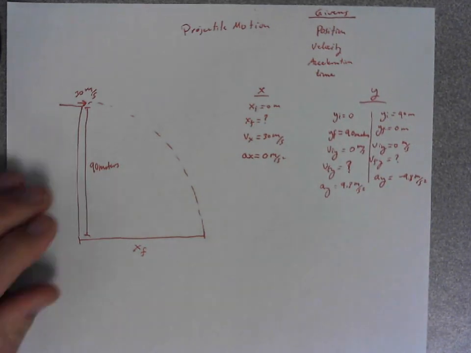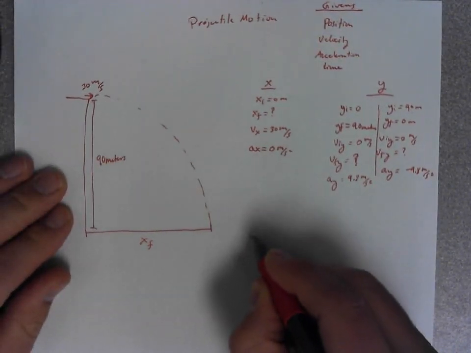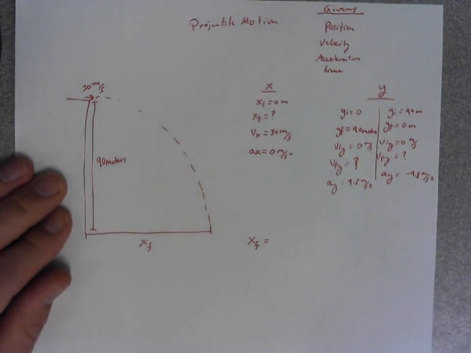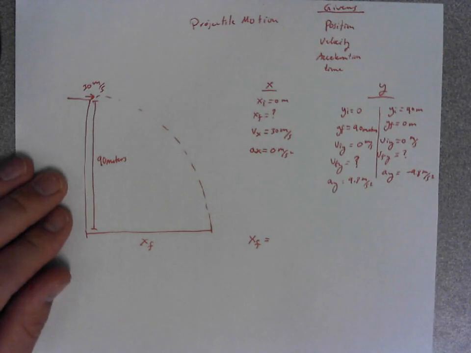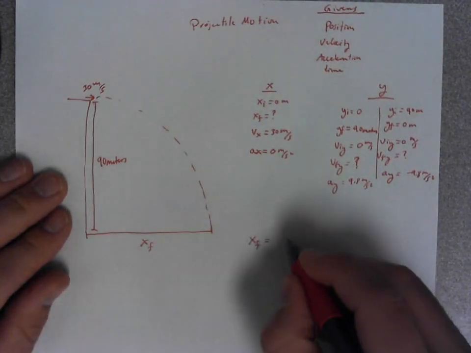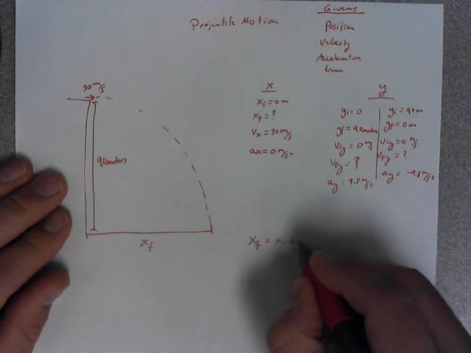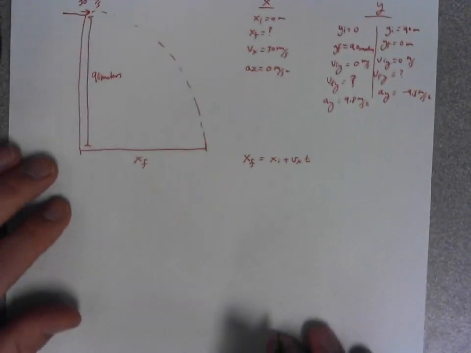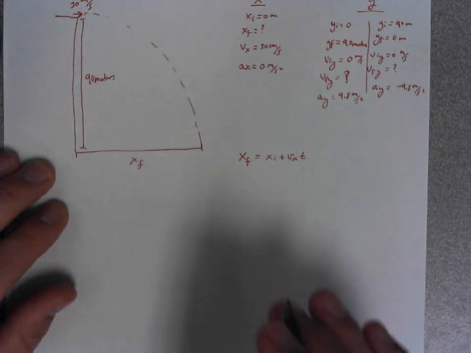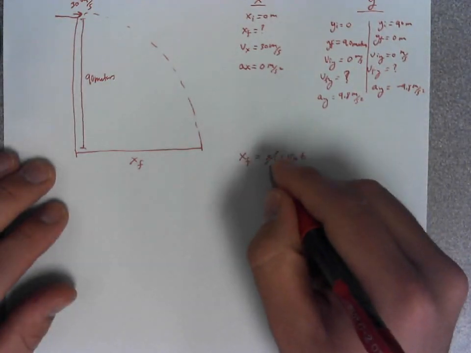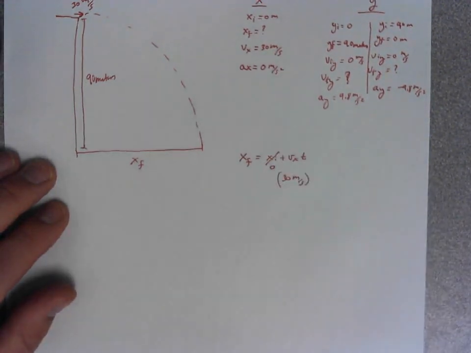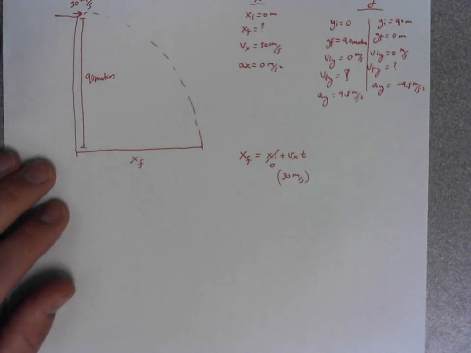In this case, though, I'm looking for x final. All right, so there's really one equation in our arsenal that gives us a nice x final equation. In this case, that's going to be our x initial plus constant velocity times time. That's my equation. Now, x initial is 0. I know what Vx is. That's my 30 meters per second. I just need to know my time value here and know how long it takes.